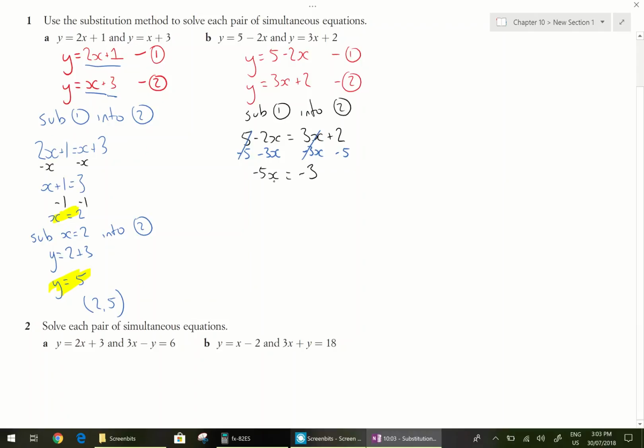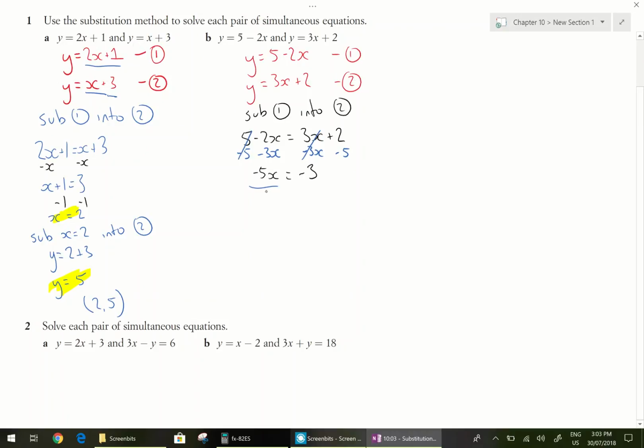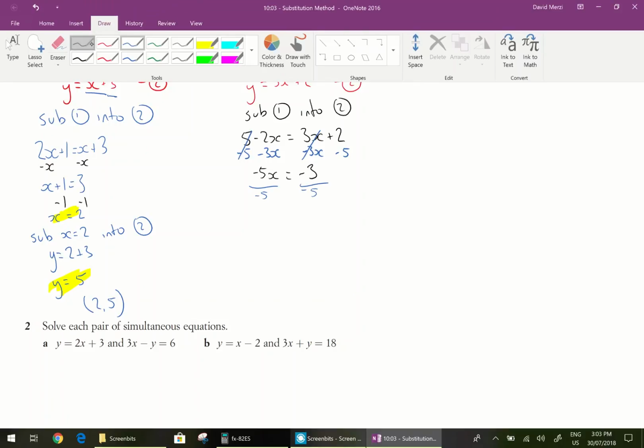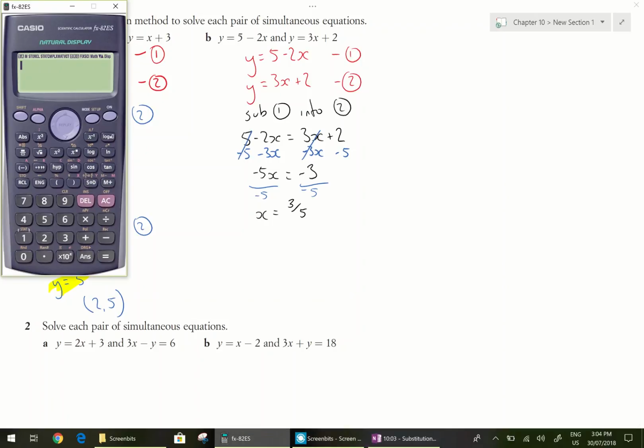Now to get the x by itself, we're going to divide both sides by negative 5. And this is where the not so nice answer comes in, because x is going to equal 3/5, which isn't great, and that's why I have the calculator open here, because when we go back through and work out what y is, I use the calculator.